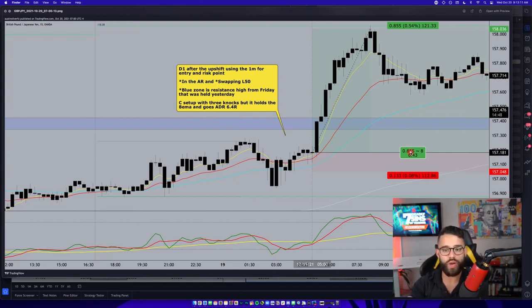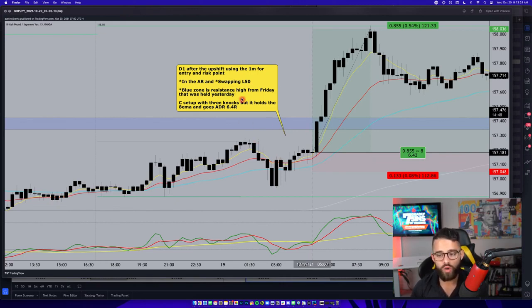Now here's James's trade. This is GJ. This is a D1 and no A1, just D1. Why? Because it was already in an upshift. See how the 8 and 21 EMA is crossed up right here? Market sentiment line is swapping, so that's a knock. It's also still in the Asian range. That is also a knock.